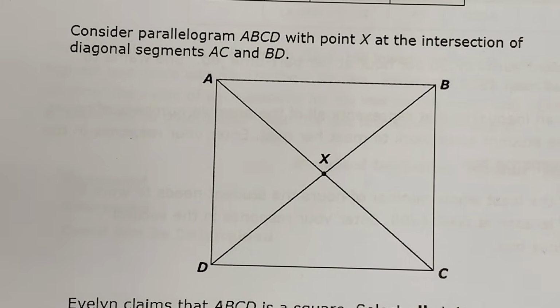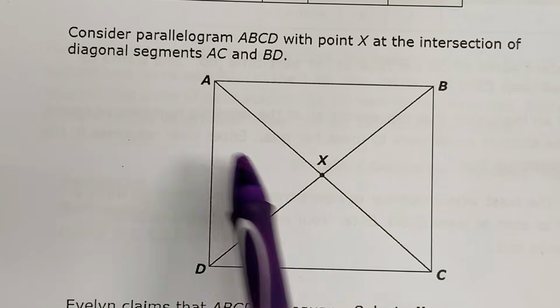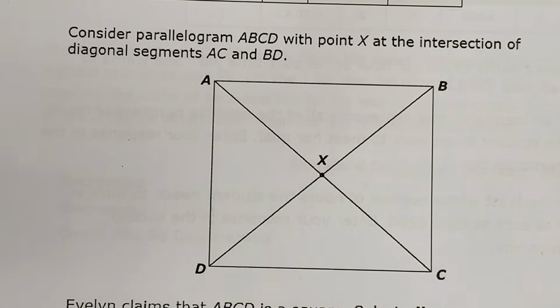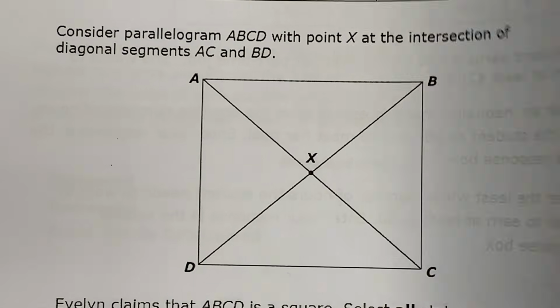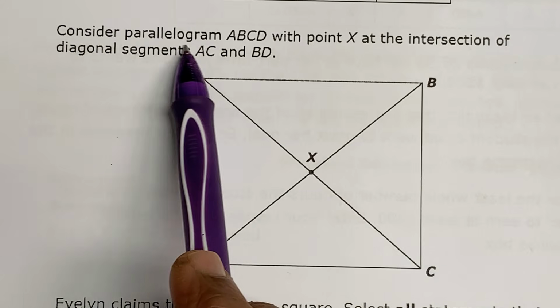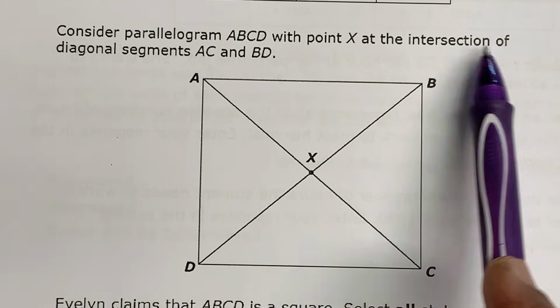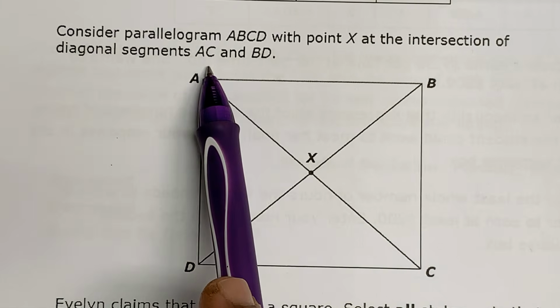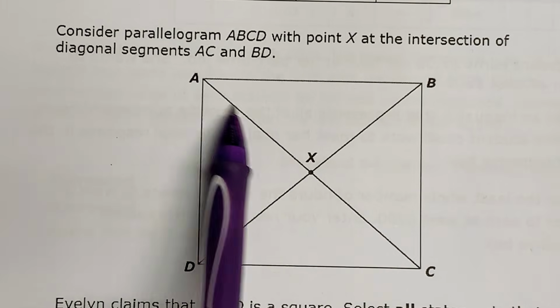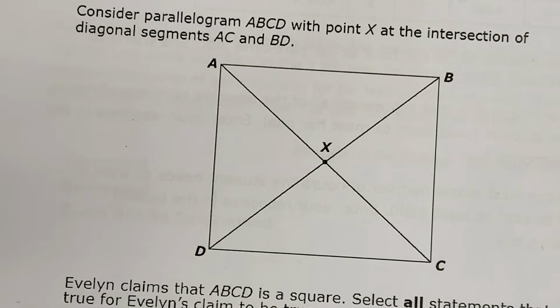Hi guys, let's look at question 20 on the Smarter Balanced practice exam, and let's see if we can do this one. Let's read it. It says, consider a parallelogram ABCD with point X at the intersection of diagonal segments AC and BD. So these are the intersection of this parallelogram.